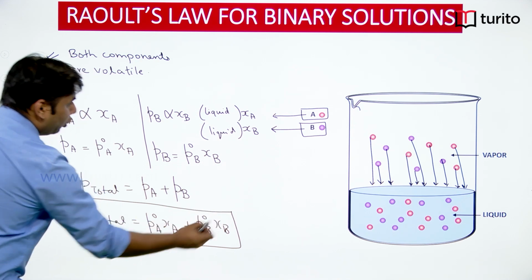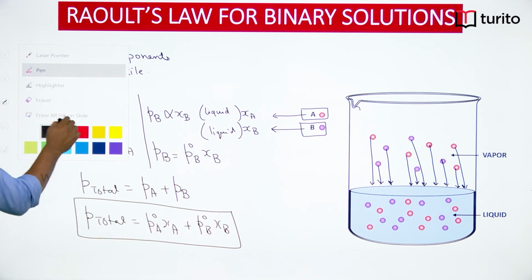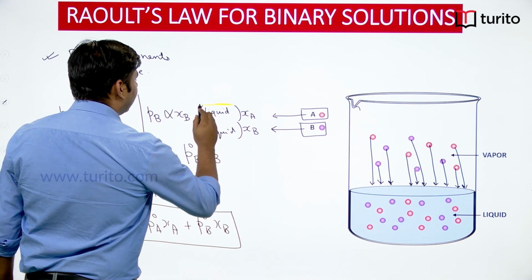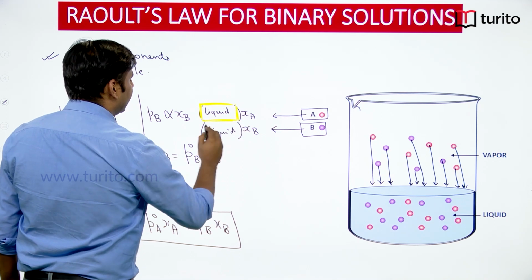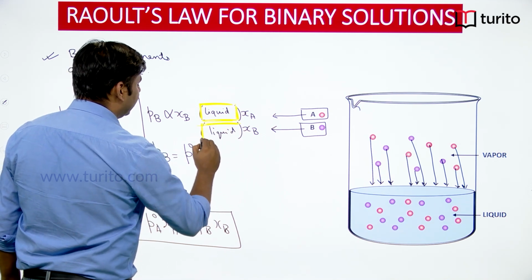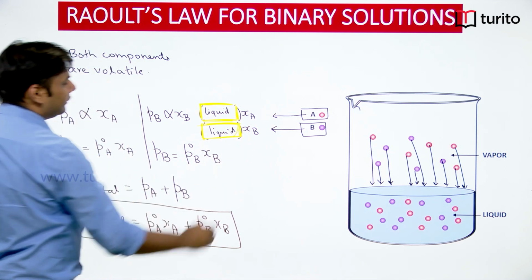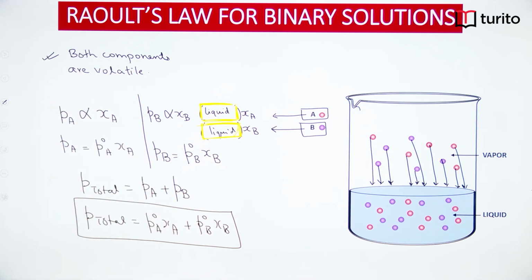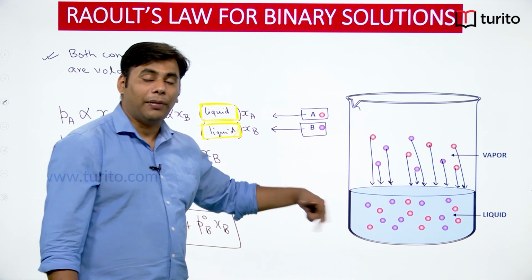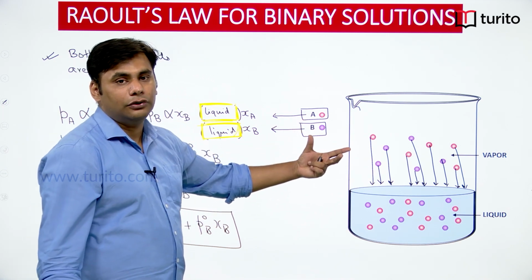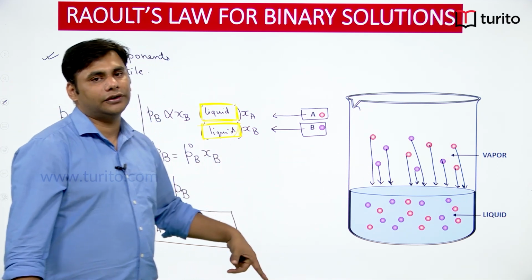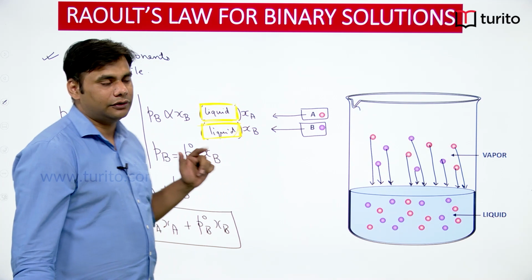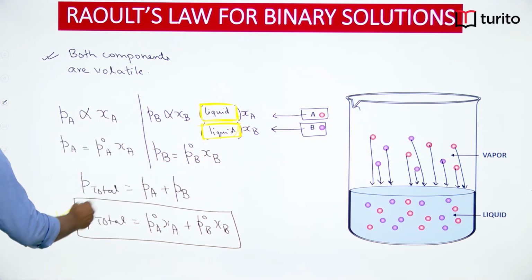XA is the mole fraction of A. I have already written this, hope you have marked it. So this is the mole fraction of A in liquid phase and XB is the mole fraction of B in the liquid phase. Hope this is clear to everyone. So the total pressure exerted by the vapor over the solution of two volatile liquids will be the sum of their partial pressures or the sum of their partial vapor pressure. So the total pressure above the solution would be P naught A XA plus P naught B XB.